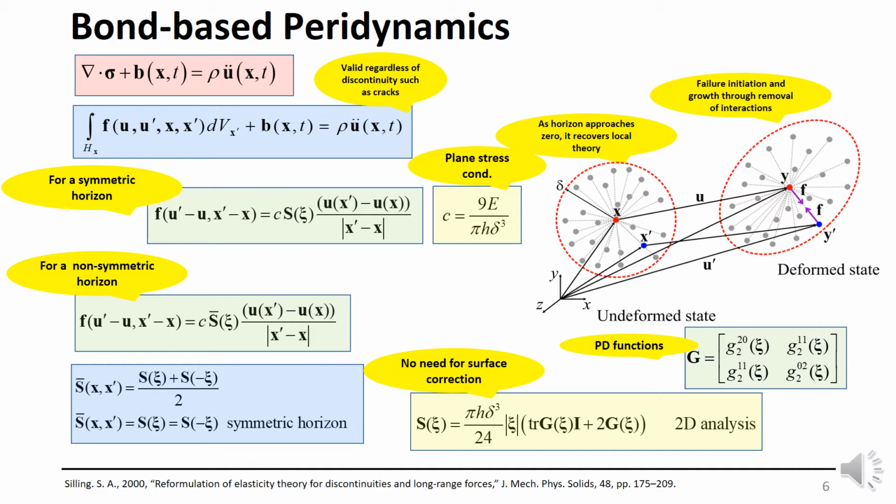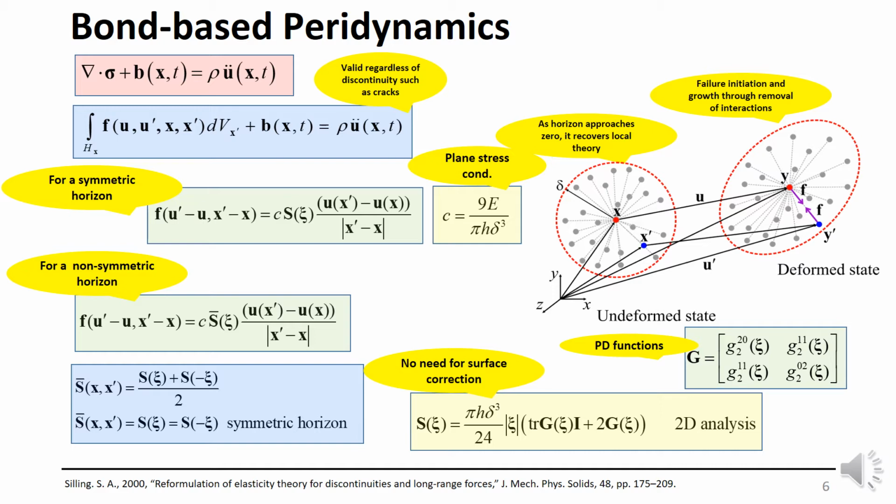Now, in the case of this point x could be symmetrically located in the domain of interaction. If that's the case, we call it a symmetric horizon. And force density vector is expressed in terms of a bond constant c, this matrix S, which I will show you later how we define, and then the stretch, basically u prime minus u divided by the relative position between x and x prime. And for plane stress conditions, bond constant is given in terms of the Young's modulus and the horizon. And Poisson's ratio is a fixed value of 1/3.